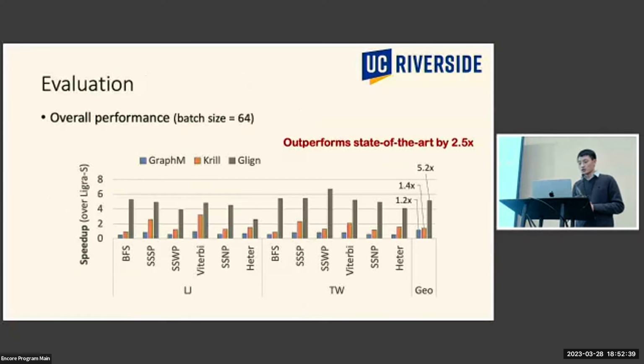This figure shows the speedup of Glign and also a couple of other state-of-the-art systems. The baseline here is the sequential evaluation using Ligra. By sequential, I mean it evaluates the queries one by one, but each query is still evaluated in parallel using all the CPU cores. From here, we can see that our system can outperform the state-of-the-art system Krill by about 2.5 times.